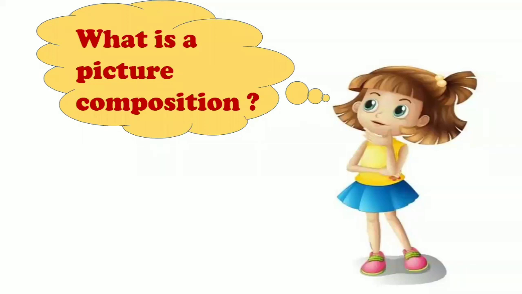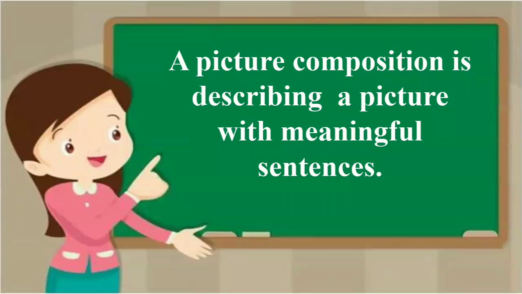Now I will help you out. What is a picture composition? A picture composition is describing a picture with meaningful sentences, which means that picture composition is about telling about the pictures in sentences. Meaningful sentences, that means the sentence which means something.